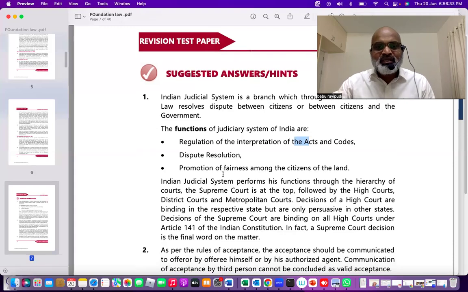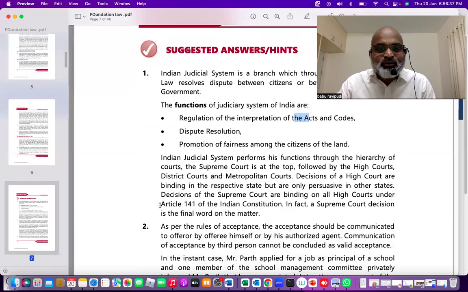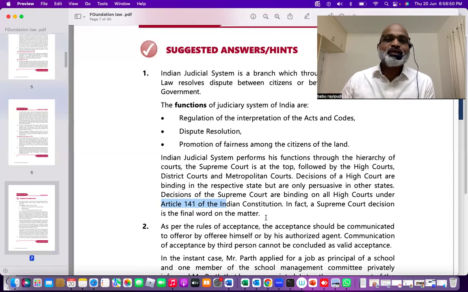The next one, if you see, Indian judicial system performs functions, etc. The general one is there, and they also try to mention that article 141 talks about the high court role, supreme court role, etc. It says the decisions of high court, decisions of supreme court are binding on all high courts. Supreme court judgments are binding on high courts, high court judgments are binding on local courts. Okay, they gave some explanation.